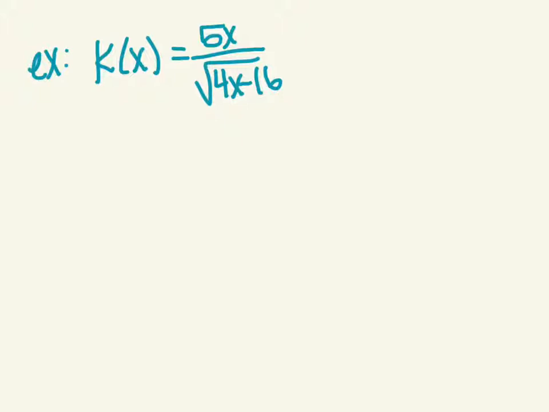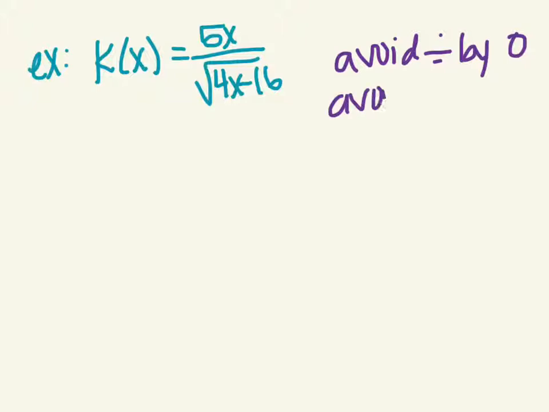So we have the function k of x is equal to 5x divided by the square root of (4x minus 16). So for this one, we have kind of two things that could happen here. Since we have a fraction and there's a variable in the denominator, we want to avoid dividing by 0. So we don't want the denominator to equal 0, but in this case we also want to avoid taking the square root of a negative number.